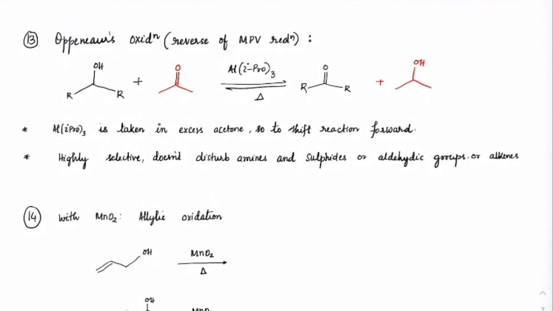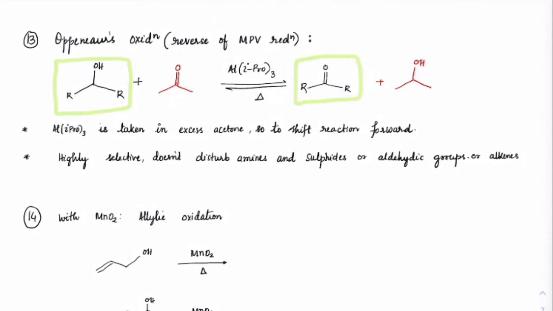The next mechanism is about Oppenauer oxidation. This also we have learned as the reverse of the MPV reaction. We have seen the Meerwein-Ponndorf-Verley reaction, where we used to take an aldehyde or ketone and react it with an alcohol. Here we are doing exactly the opposite. We are taking a reactant, our substrate, which is an alcohol, and converting it into a ketone. This reaction is specifically for secondary alcohols only. So through secondary alcohols, we are going to get this part of it.